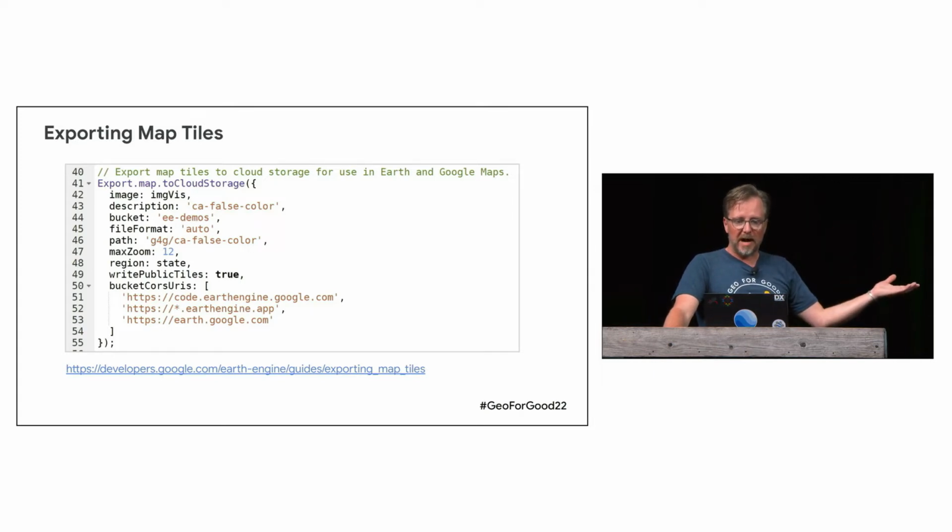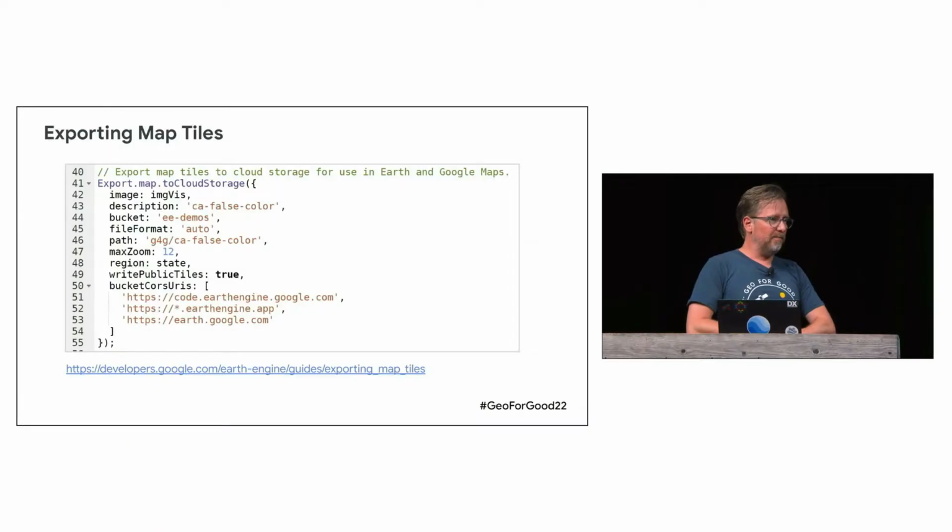You can define a path if you want for where in your cloud storage bucket your tiles are going to go, some zoom level stuff, a region, that is what area you want to export. You'll need a geometry, whether it's just a simple box or something more complex that you want to export. And it's a good idea to clip your image to your region before you export for a variety of reasons that I can tell you more about another time. And then there's some permissions things.